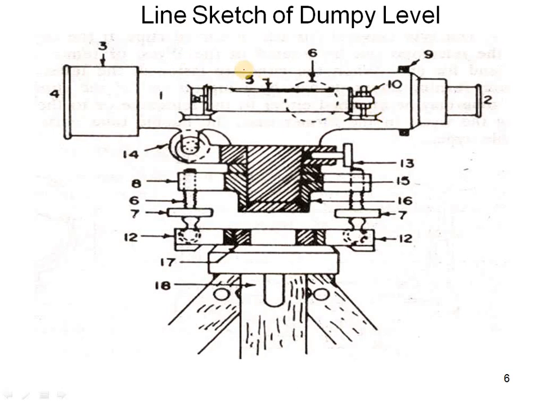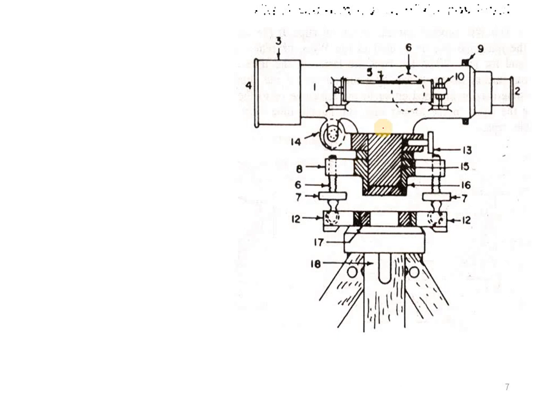You can see the line sketch of dumpy level. So this is the line diagram of a dumpy level. We can see the numbers 1, 2, 3 are mentioned. These are the component parts. Let us see the diagram of the component parts. Figure 1 is nothing but a sectional view of the dumpy level.